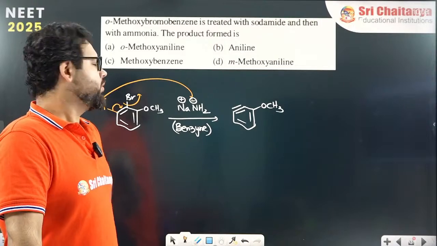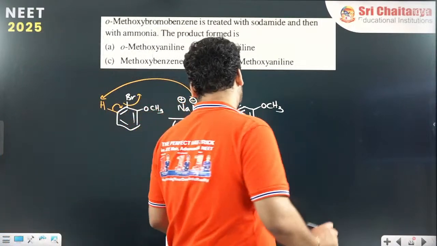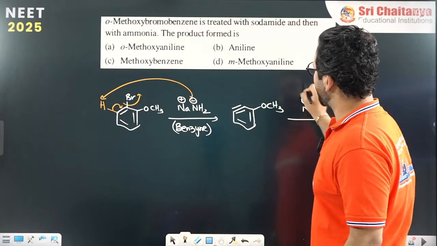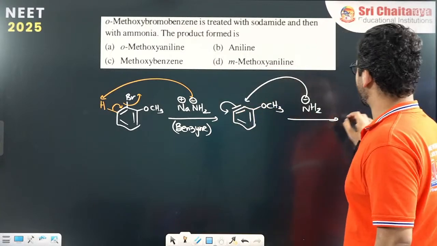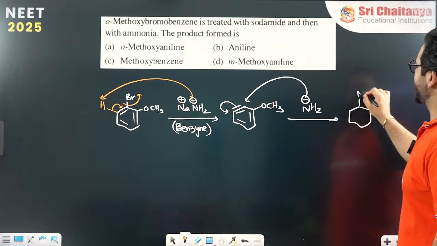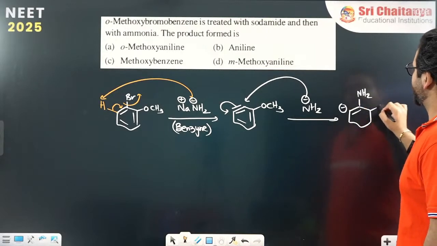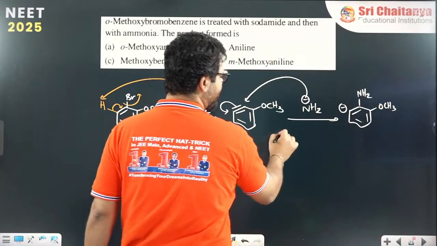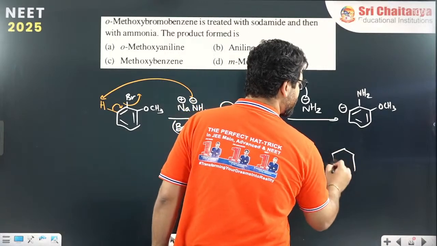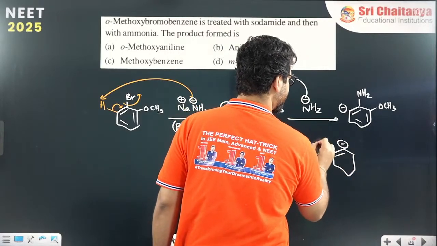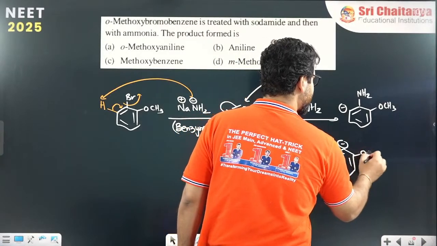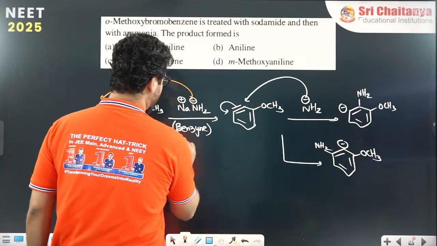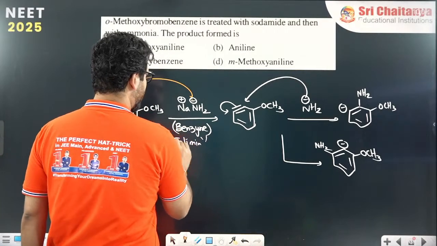Now, this OCH3 will decide where the next NH2 will attack. If NH2 minus attacks on this carbon, then I will get a negative charge here, something like this. And if NH2 attacks on the other carbon, I will get a negative charge near the OCH3, something like this. It is also known as elimination followed by addition mechanism.